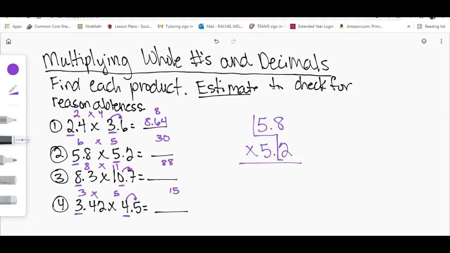So I do my ones place first. Pardon me, so sorry. I was trying to pause it. I didn't get there fast enough.